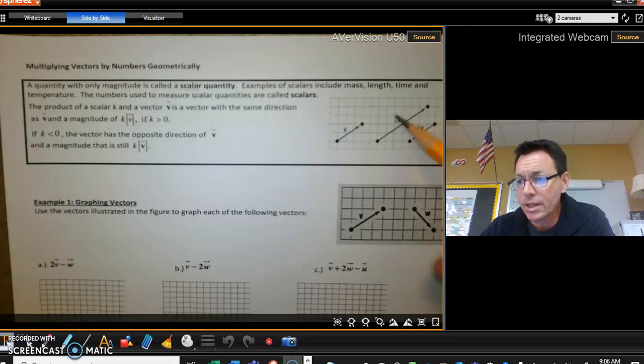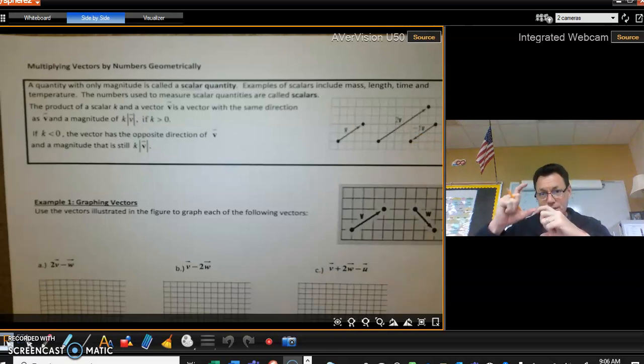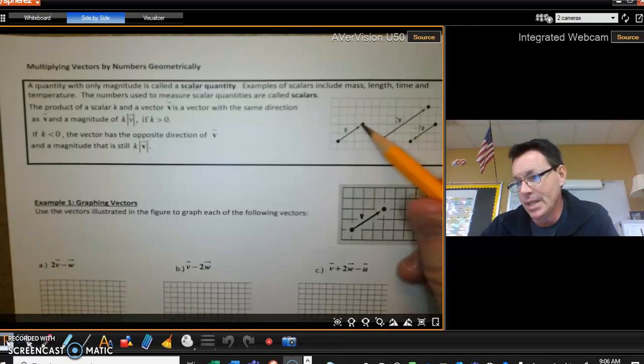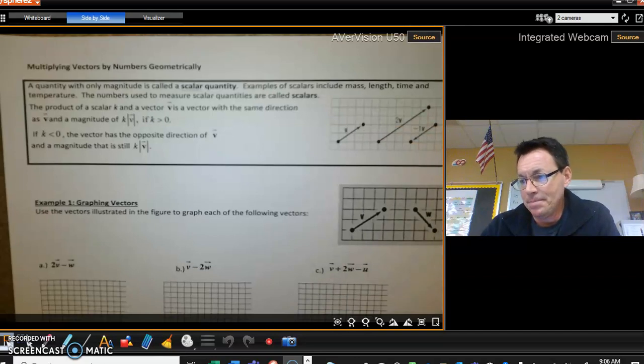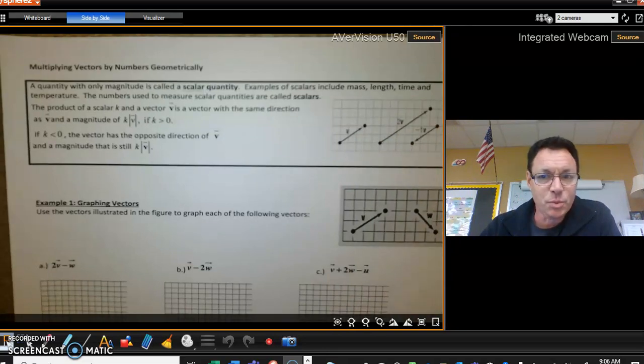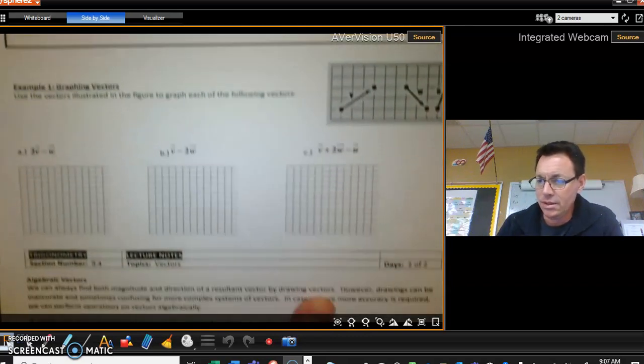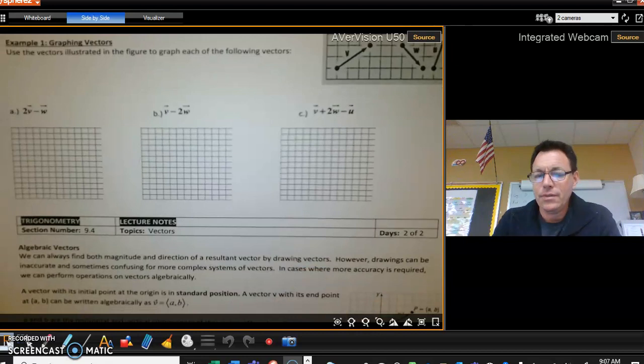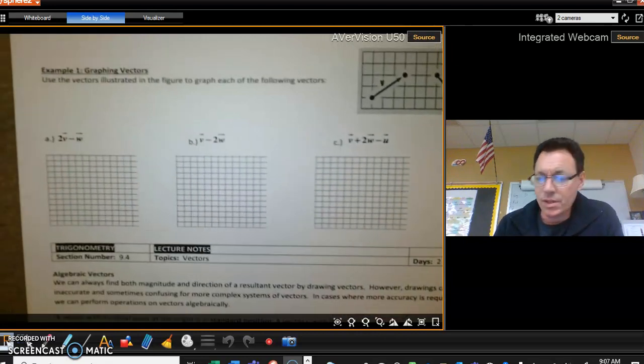So you can literally think of this as 2 v's. 2v is equal to 2 vector v's laid tip to tail, as they say. This is the tip, and then there's the tail of it. So that's an example of multiplying by a scalar. The reason you're going to need to know that is to add these vectors that I have on the bottom. So this is where we're going to stop.